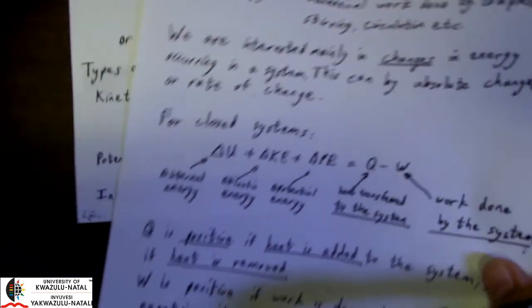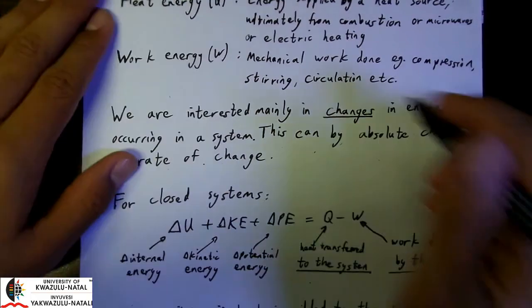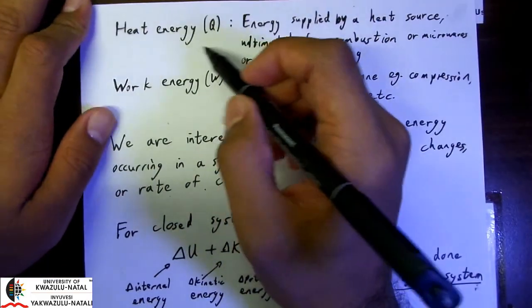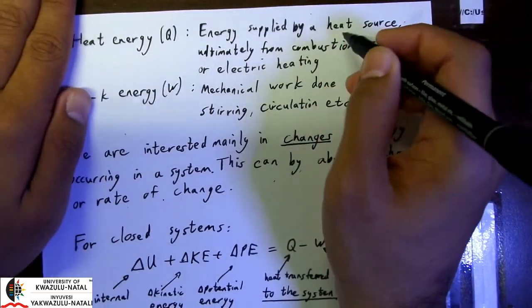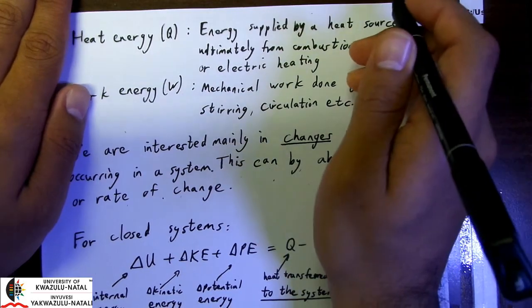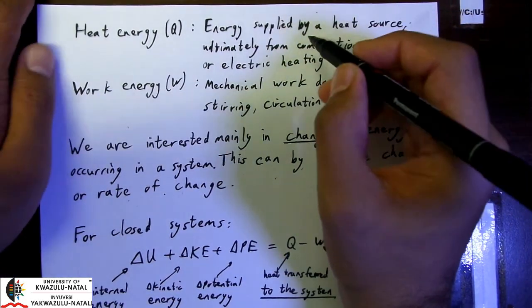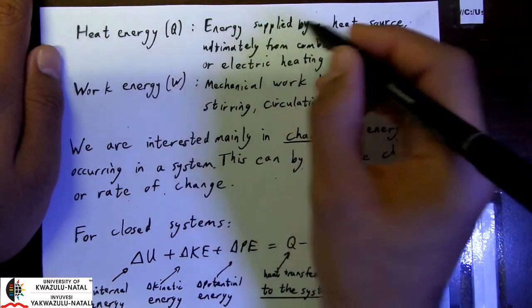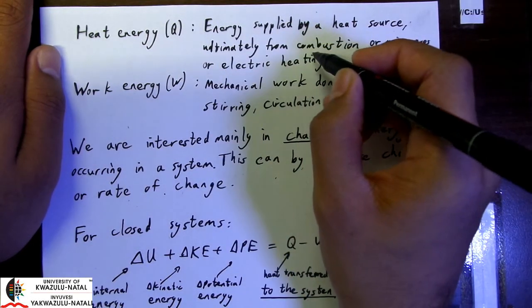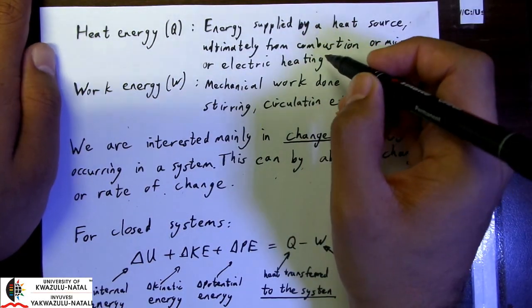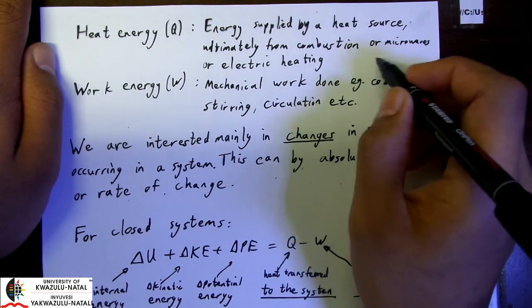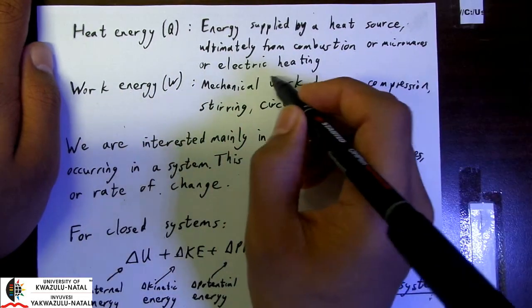And then we have heat energy. Heat energy is energy supplied by any heat source. In our context of chemical engineering, that heat source could ultimately stem from combustion of any fossil fuel, or it could be from microwaves or simple electric heating.